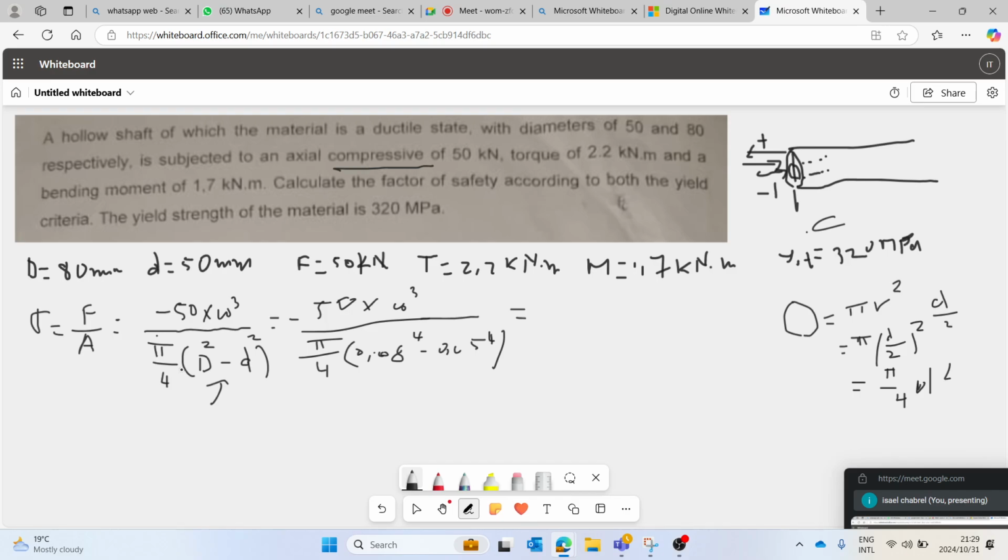Now in this case we have big D minus small d because it is a hollow shaft. A hollow shaft has an inside diameter and an outside diameter. So that is where the formula comes from. If you have a question about it, ask. So now, if you calculate this, what do we have as the answer?